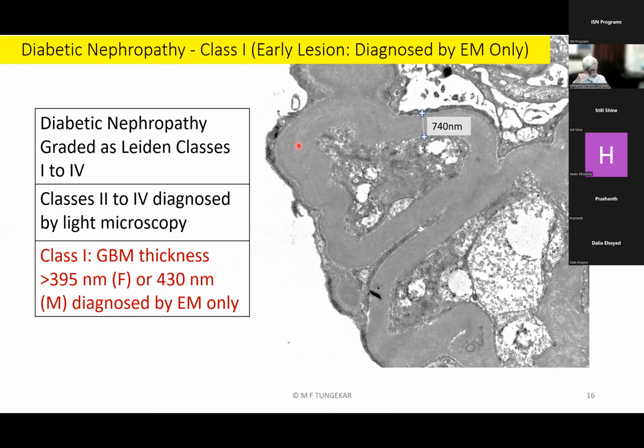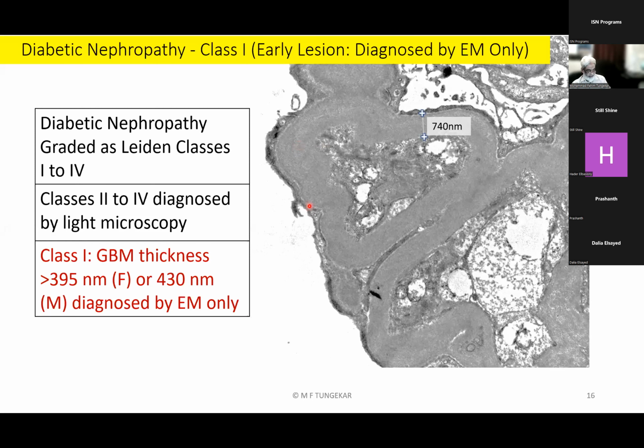Another example is a very common condition, diabetic nephropathy. Now, diabetic nephropathy has been graded by the Leiden classification into class 1 to 4. Classes 2 to 4 can be diagnosed easily on light microscopy. Class 1, the earliest one, as my previous speaker had pointed out, is diagnosed by measuring GBM thickness only by electron microscopy.